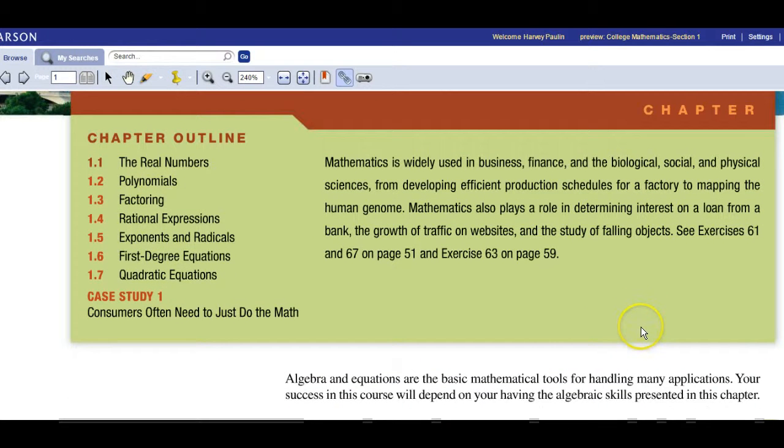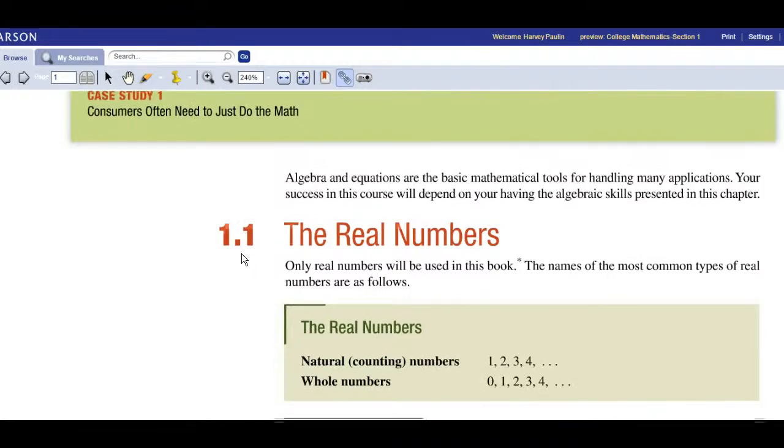And in Chapter 1, we'll be going over real numbers, polynomials, factoring, rational expressions, exponents and radicals, first-degree equations, and then quadratic equations. So in a sense, in this one chapter, we'll be doing a real quick review of the basic skills of algebra that you need to bring into your next few chapters.